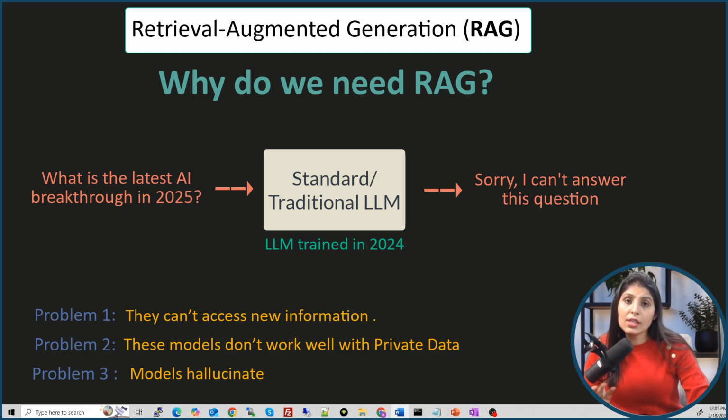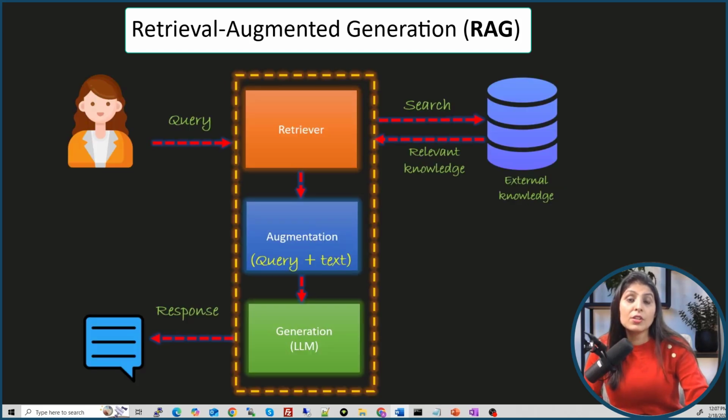Now the next question is, can we solve these problems? Yes, we can. How can we solve these problems? We can fine tune the LLMs, right? We can retrain the LLM with new data, but this process takes a lot of time and money. Plus new information comes every day, so how often will you retrain? It's not practical to keep updating the model frequently. So now the next question is, how can we solve these problems then? To make LLMs more accurate and up to date, we can use RAG, Retrieval Augmented Generation.